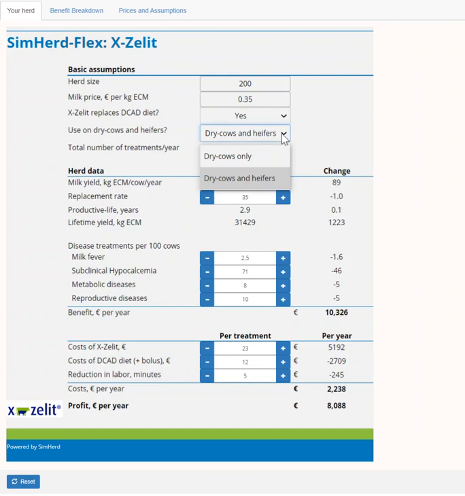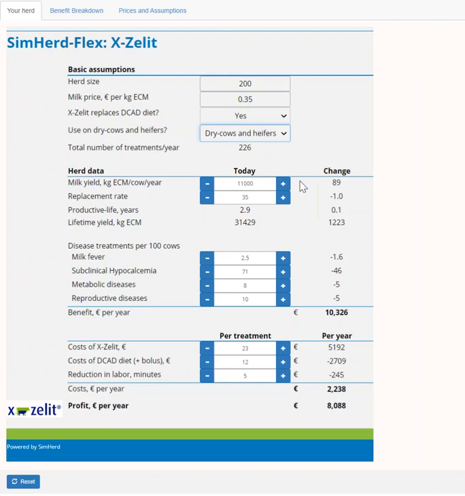Here a question, are you going to use X-Zelit on dry cows only or on dry cows and heifers? Then here you can see the resulting number of treatments per year depending on your strategy. 156 if you only treat dry cows. If you also treat the heifers, you have a higher number of treatments.